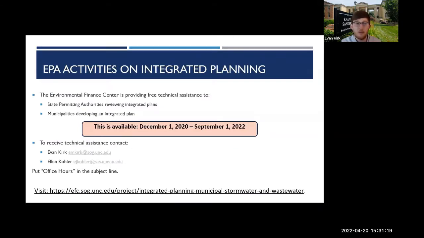And certainly, we're really willing to talk to both municipalities and state permitting authorities. So it's not just limited. I know there were some folks from MDE on the call, and I think some folks from Oregon DEP. So please contact us directly if you want any technical assistance, and we can really sit down and discuss your situation and how we can help.